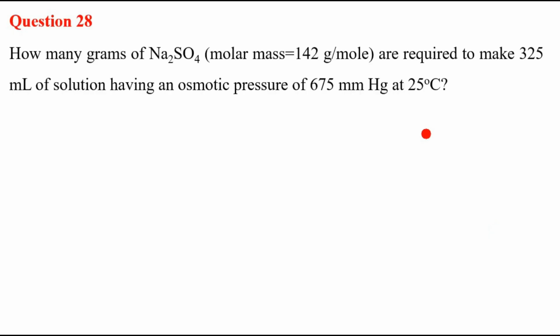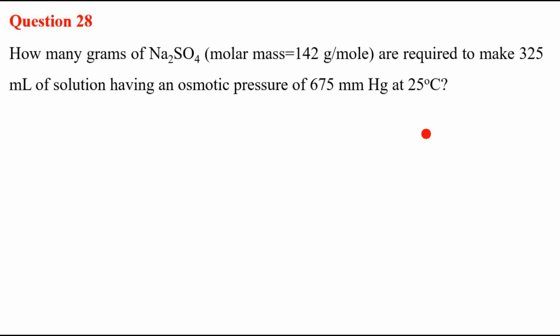Question 28 is saying how many grams of sodium sulfate, molar mass, are required to make 325 milliliter of solution having an osmotic pressure of this one. Here we have the osmotic pressure. You can convert it to atmosphere. Then they are asking how many grams. They are asking the mass.